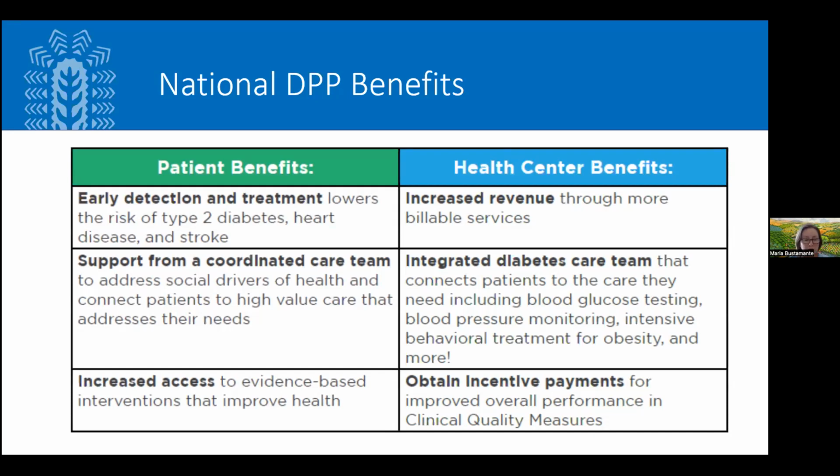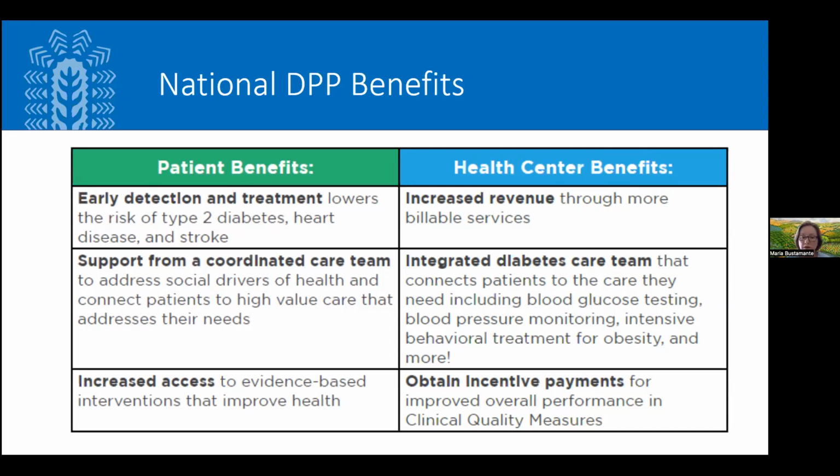There's also a high opportunity to include CHWs in this model as well. You have increased access to evidence-based interventions to improve health, so it's been proven. Why reinvent the wheel, right? For the health center benefits, there's increased revenue through a billable service. So DPP is billable through Medicare, Medicaid, and most payer-based.